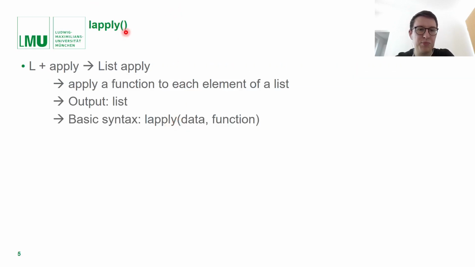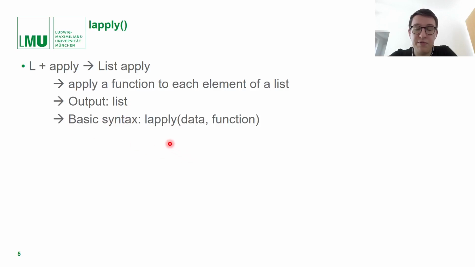All right, a little bit more specialized is the so-called lapply function. The name is basically the apply function plus an L, so that explains the name. It's called list apply. And this name is quite self-explanatory. The lapply function is used to apply a function to each element of a list. So we give R a list and say, please apply this function to each list element. And our output, this is important, will again be a list.